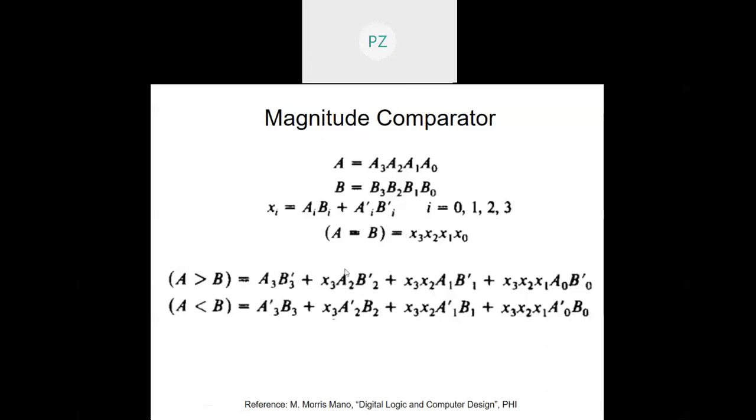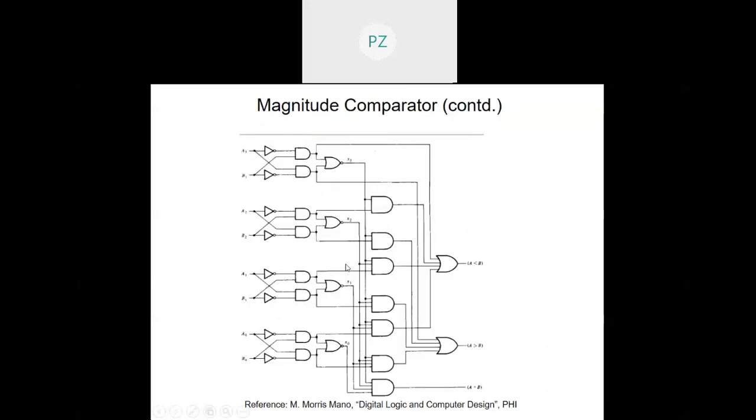Correspondingly, you can design the magnitude comparator for as many bits as you want to have. So we will stop here. We will continue the later topics in the next lecture.